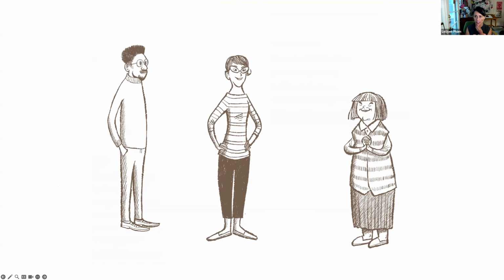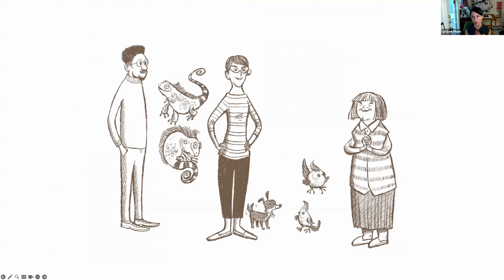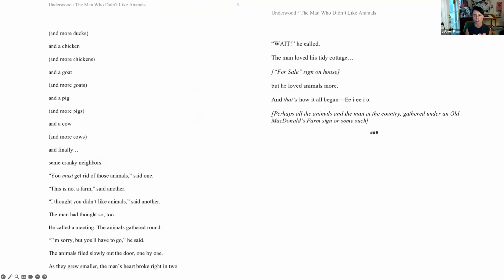So we're going to add these three neighbors, but not only that, we're going to up it a little bit by giving each of them their own individual pets so that they are animal lovers. And the arc of this man going from not liking animals to liking animals is more strong. The irony there is stronger. And last but not least, we've got this.